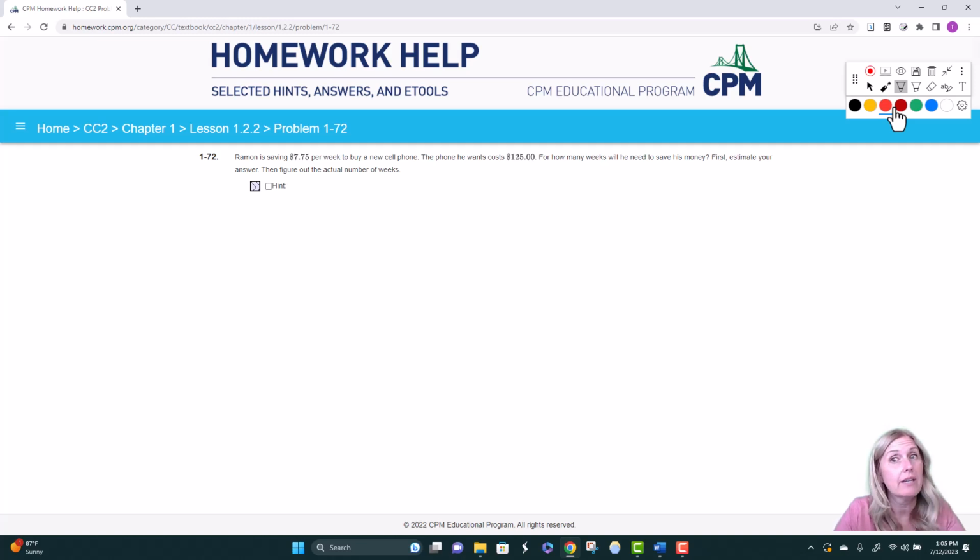So they just want us to estimate first. Did you hear what I just said? I didn't say $7.75. I'm rounding it up to $8 because that's way easier with estimating. Rounding is a huge part of estimating. And so in my head, I am trying to mentally decide how many times 8 can go into 125.